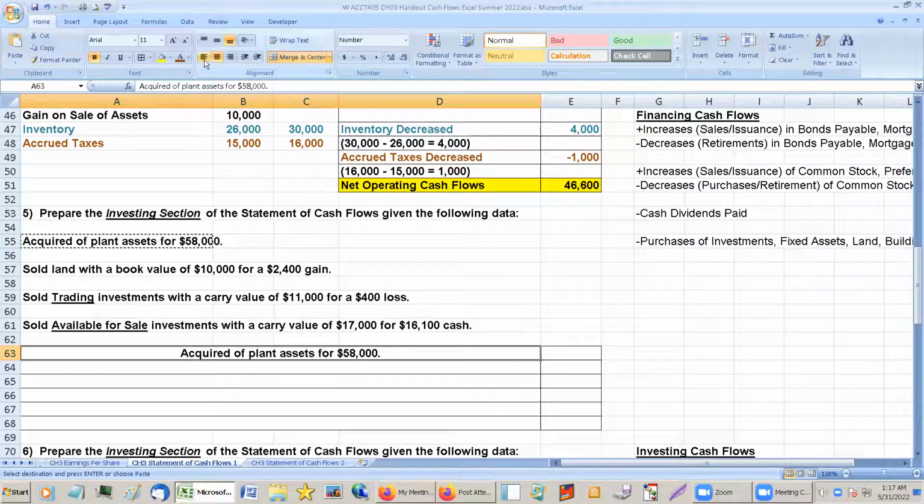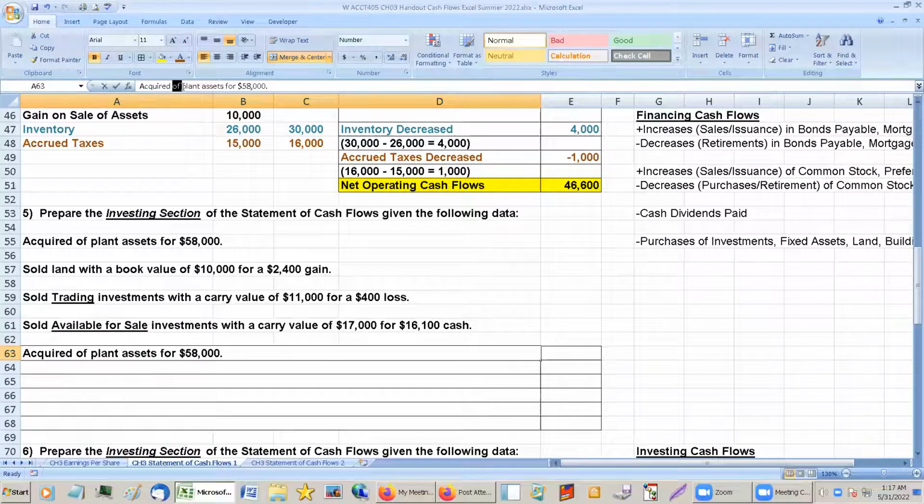Oops. Acquired of doesn't even make sense. Acquired plant assets, I guess. Let's take the of out of that. Acquired plant assets. When we acquire something, it means you bought. And so your cash goes down.